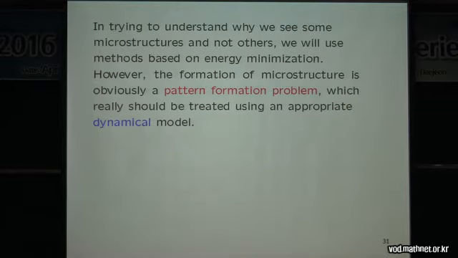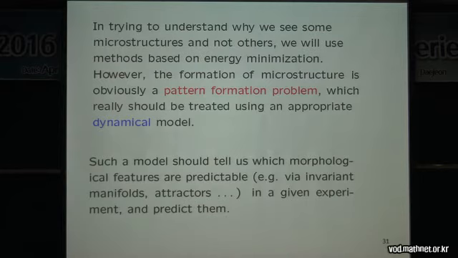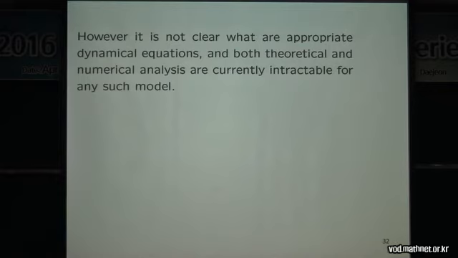Now, in trying to understand why we see some microstructures and not others, we're going to use methods based on energy minimization. On the other hand, the formation of microstructures is a pattern formation problem. So there's no microstructure to start with. You do something, and then you've got a microstructure. So that should be treated using some dynamical model. And that model should tell us what morphological features are predictable, say using invariant manifolds or attractors or something, in a given experiment, and predict them. However, unfortunately, it's not clear what the appropriate dynamical equations are, and even if you chose one of the possibilities, it's way beyond our capabilities to analyze theoretically or even numerically, because it's a hugely computationally intensive problem.